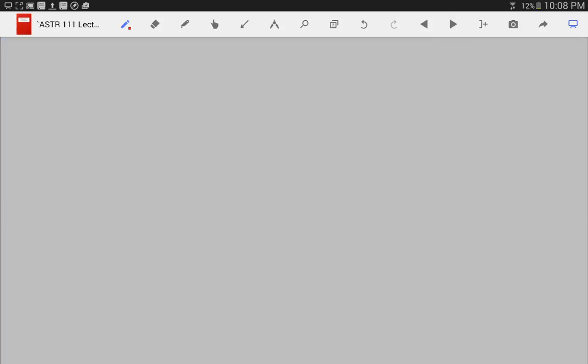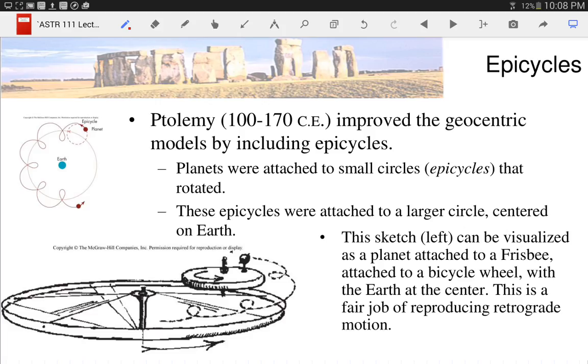Enter Ptolemy. Claudius Ptolemy, I believe is his name. Ptolemy said, hey, I can come up with an answer for that. Now notice I put CE, that comes from the textbook. Let me change that to Anno Domini. Ptolemy, who lived 150 years or so after the birth of Christ, said, if we take his model and we modify it just a little bit, I can explain retrograde motion. Retrograde motion is that period of going backward.